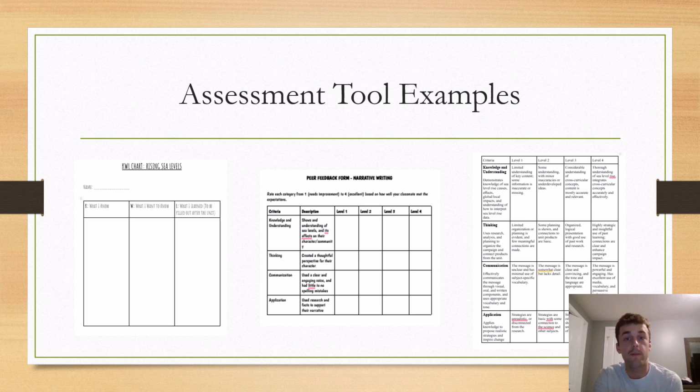It includes a peer feedback form that you could use and alter for different activities, but this one is specifically for the narrative writing. And then on the right, there's the rubric that you're going to use. It's based on the achievement chart from the Ontario curriculum, and you can use that for the culminating task if you want. Again, you can choose to do it however you want, but I wanted to include these so that you had them at your disposal if you need them.